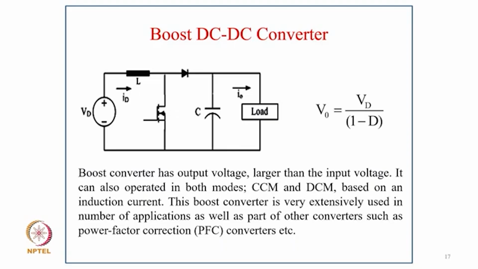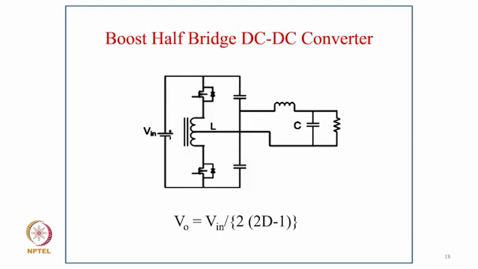It can be operated in both modes, continuous inductor current mode and discontinuous inductor current mode. This boost converter is very extensively used in a number of applications as well as in other converters such as power factor correction converters. Now coming to the boost half bridge DC-DC converter. You put a coupling inductor in between the two devices, and because of this inductor, the buck operation is converted into boost operation, and the transfer function becomes VO equal to Vin divided by 2 (2D minus 1).